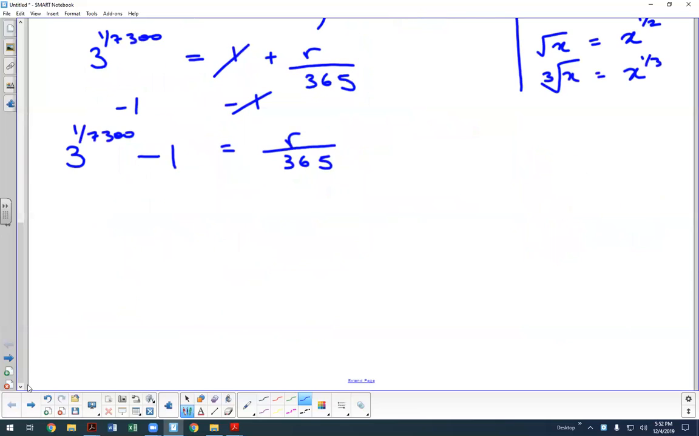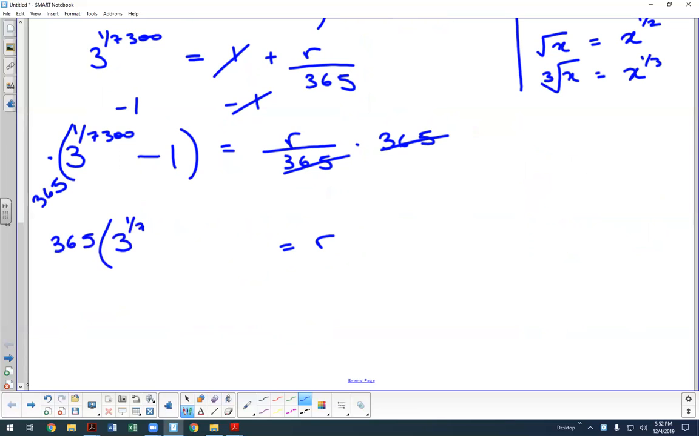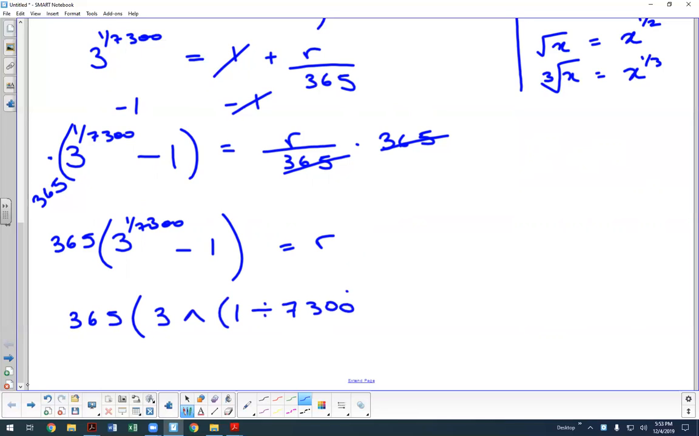And then the last thing to get r by itself, multiply by 365. Yeah, multiply both sides by 365. So of course, put this guy in parentheses and multiply it by 365. This cancels out, getting us r by itself. And now you have 365 and then in parentheses 3 to the power of 1/7300 minus 1. Now, if you're trying to type this whole thing in your calculator, I pretty much type it in the way it's written, with the exception of I would put that exponent in parentheses also. So raise your 3, and then in parentheses 1 divided by 7300 minus 1, and then close parentheses.